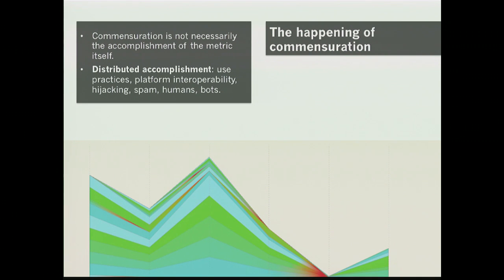And the initial, preliminary conclusion I would like to draw from here is that commensuration, the making of these different practices comparable, is not necessarily the sole accomplishment of the metric itself. I would like to move the focus away from just the performativity of the metric towards the happening of commensuration. Commensuration here is a distributed accomplishment realized through the interpretive flexibility of the metric, the diverse use practices, bot networks, platform interoperability, and the interfacing platforms. And these relations are not stable, but are subject to dynamic use practices and platform interoperability.